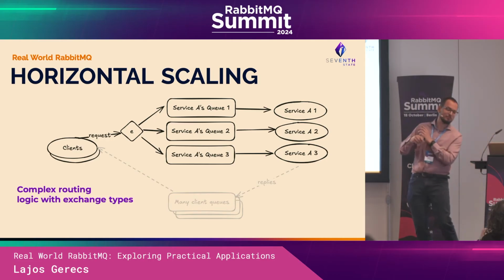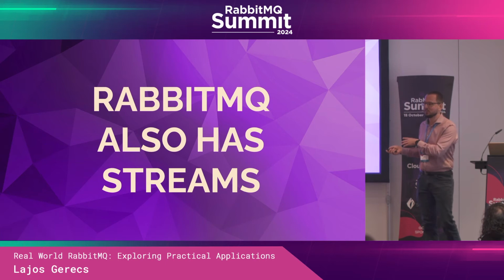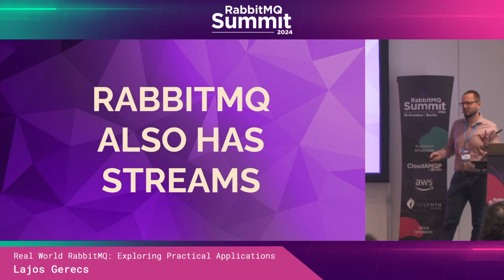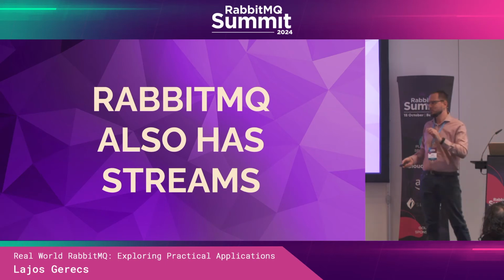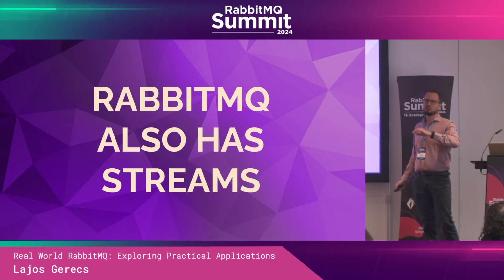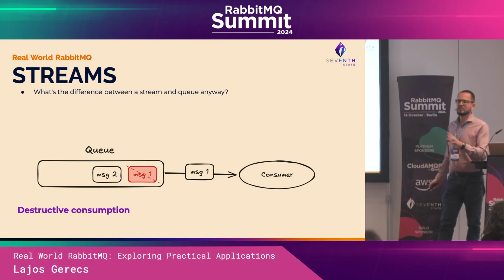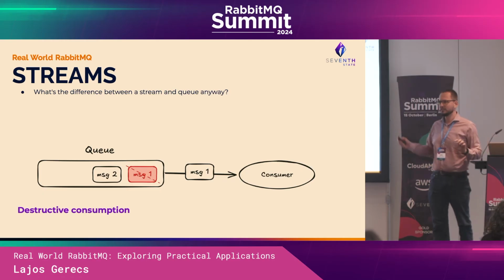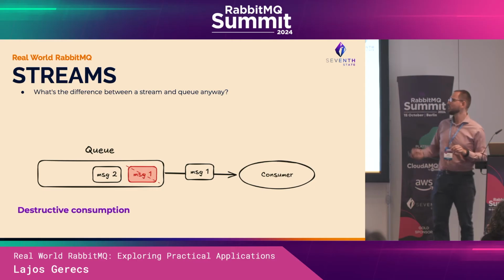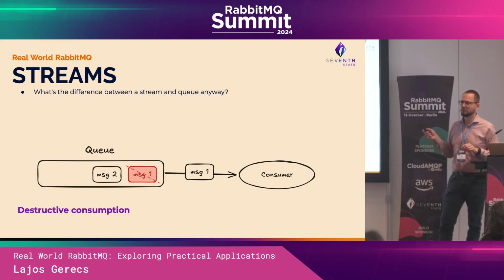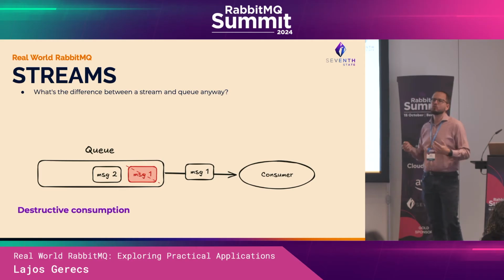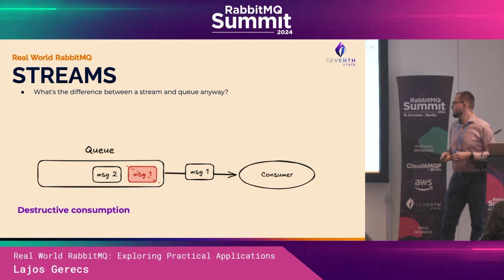RabbitMQ has streams now. I think we have heard a little bit about streams today, so I will not go into deep detail here. I want to mention the main difference between a queue and a stream, as we heard in the talk before, which is destructive consumption. If I take the message out of the queue, it's destroyed. From the perspective of the queue, it's deleted. No one else can consume the message.